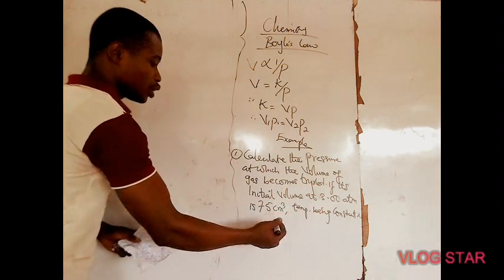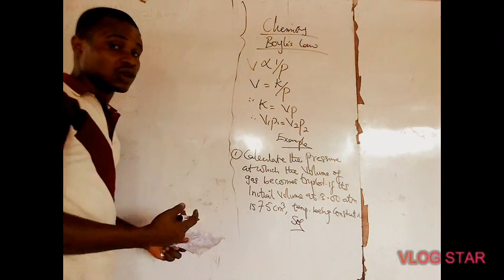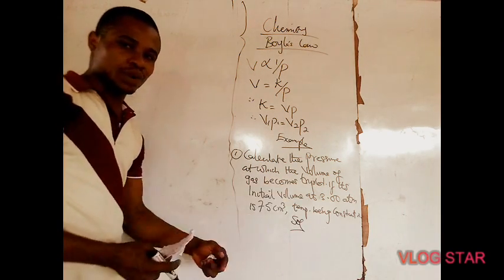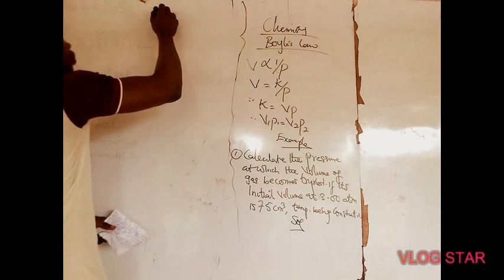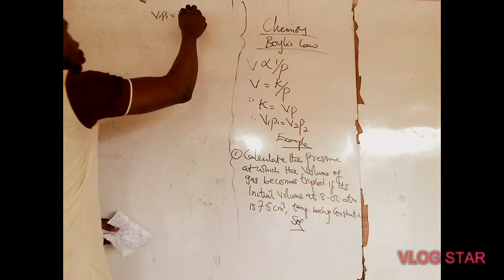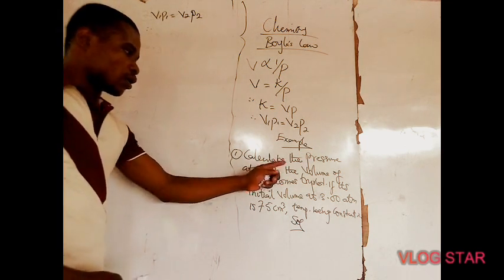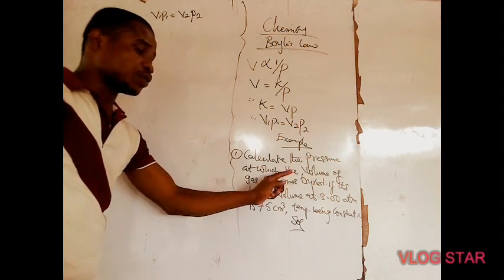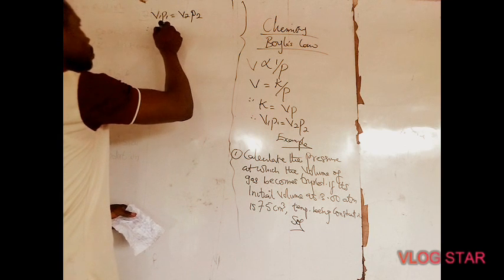Under solution, the question has already told us that one of the parameters is constant, and that parameter is the temperature. So definitely you apply the formula V1 P1 equal to V2 P2. What are we looking for from this question? Calculate the pressure at which the volume of the gas becomes tripled. That means you are looking for the final pressure, which is P2, and making P2 the subject.